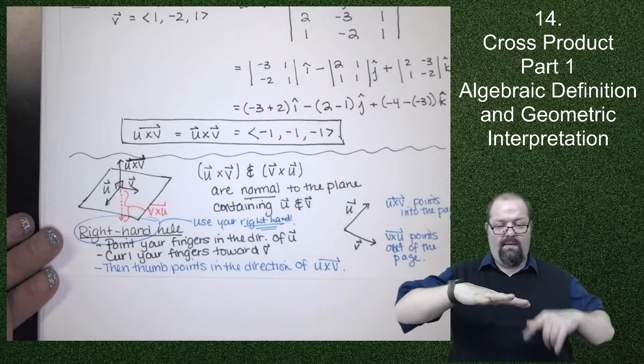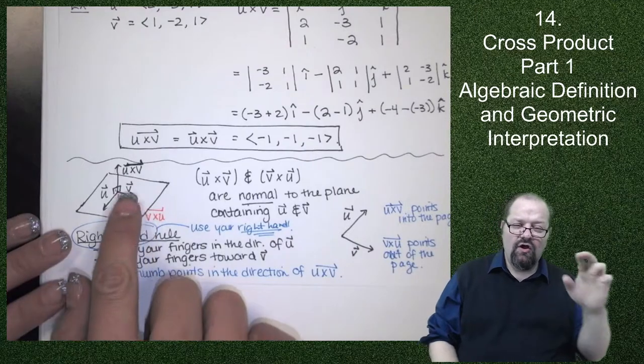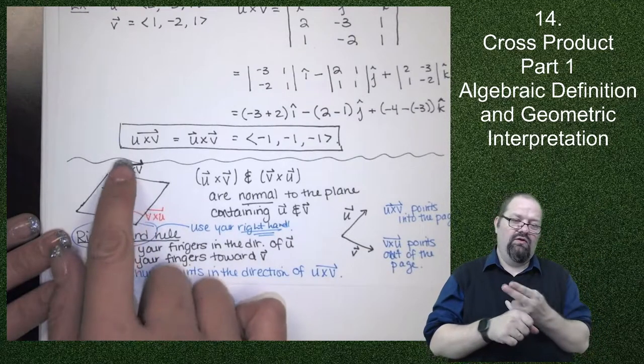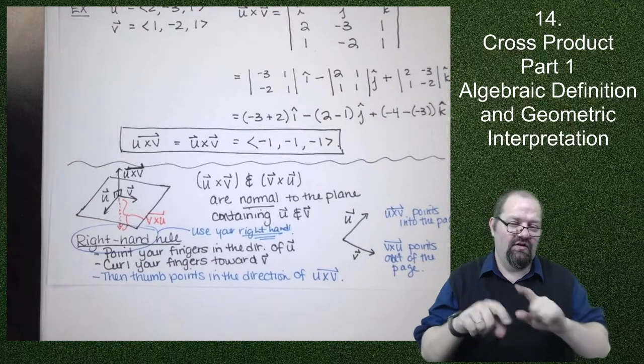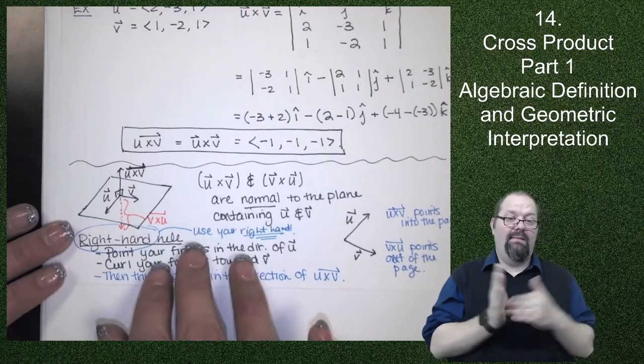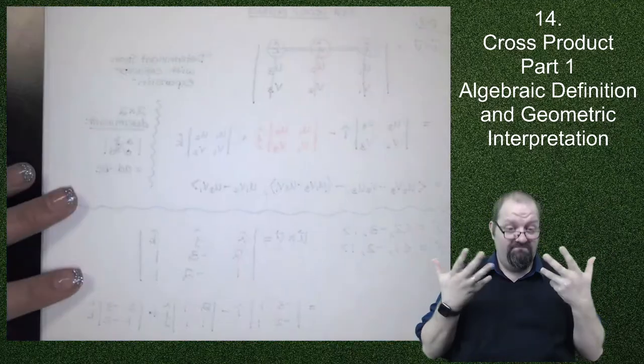I keep saying the word perpendicular, but we should be using the word normal. With vectors and planes or vectors and surfaces, we say that they're normal to each other, but all we really mean is that they meet at a 90 degree angle. Okay, so we've got that. We understand that idea.